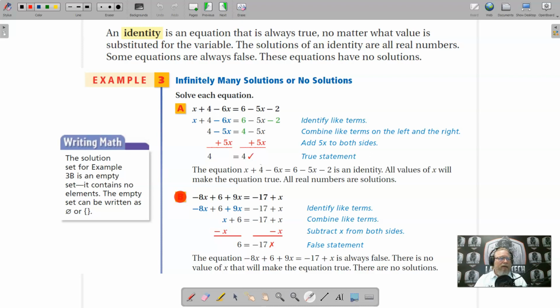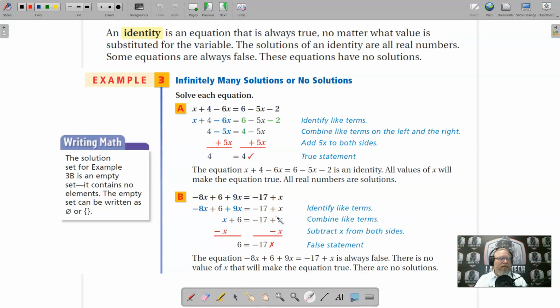Now example B, which is probably going to be a situation with no solutions, we'll see how that works. We have negative 8x plus 6 plus 9x equals negative 17 plus x. So let's identify our like terms. Negative 8x, positive 9x. Negative 8 plus positive 9 is positive 1, so we get 1x.